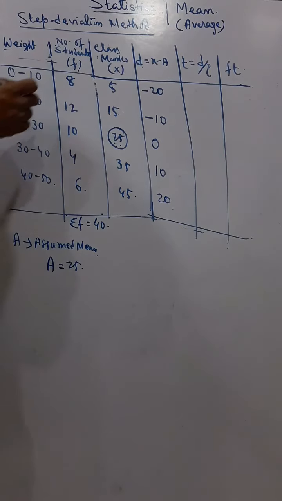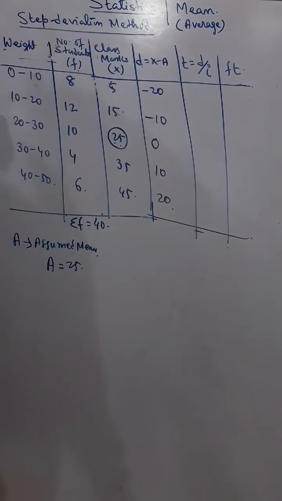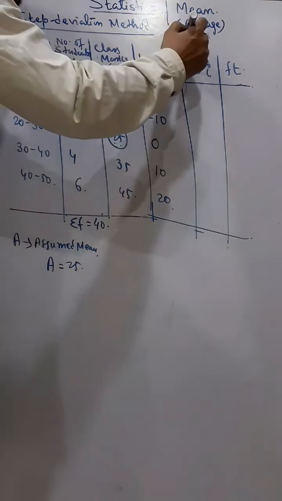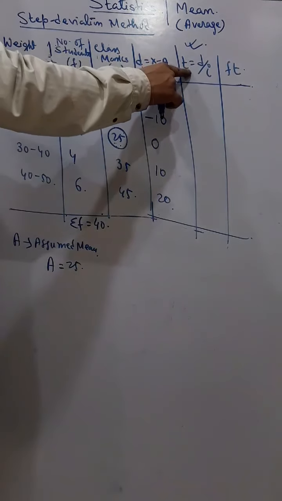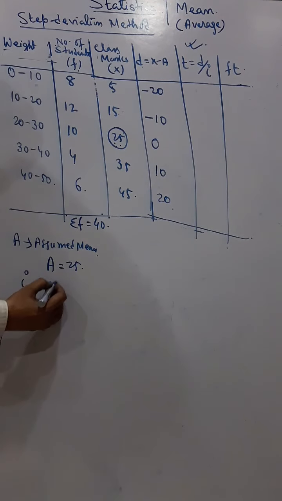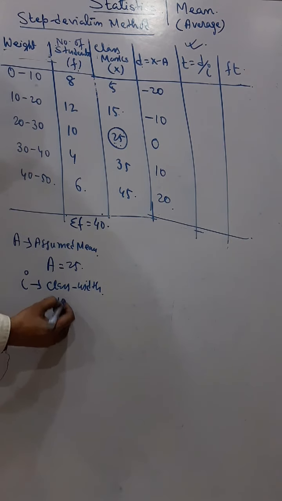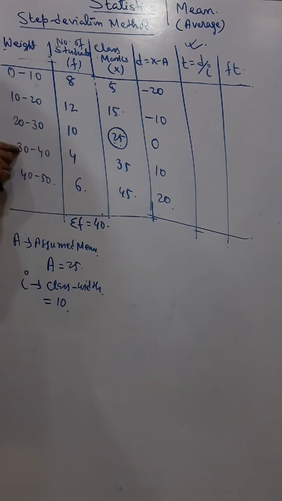Now in this case, as you have seen, in shortcut we used to do D, and after getting D we used to get FD. But in step deviation, we have to do one step extra. And what is that? That is t is equal to D by i. Now what is i? This i actually means class width. And here you can see the class width is 10. Class width means the gap of every class. Suppose if it is 50 to 100, 100 to 150, 150 to 200, 200, in that case the class interval will be 50. In this case the class width in fact is 10. So therefore that is i.